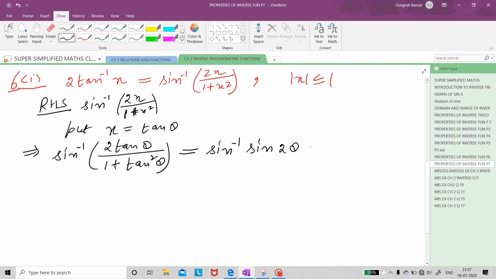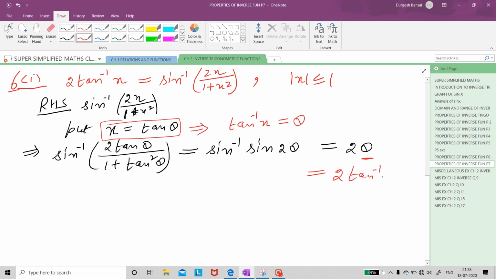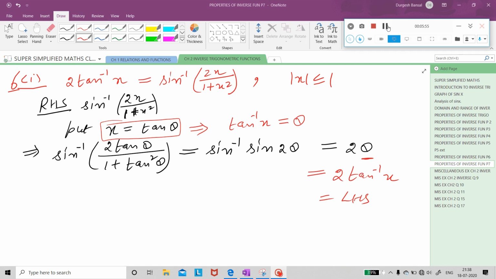Now this is equal to 2 theta. Now you have to substitute back the value of theta. You had already substituted x to be tan theta. This gives you that tan inverse x comes out to be theta. That means the value of theta is tan inverse x. So I get 2 tan inverse x, which is equal to left hand side.